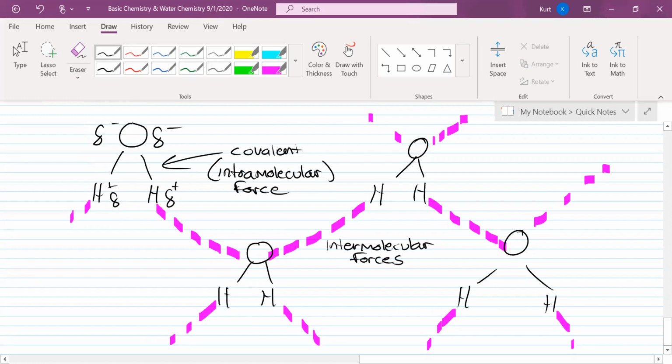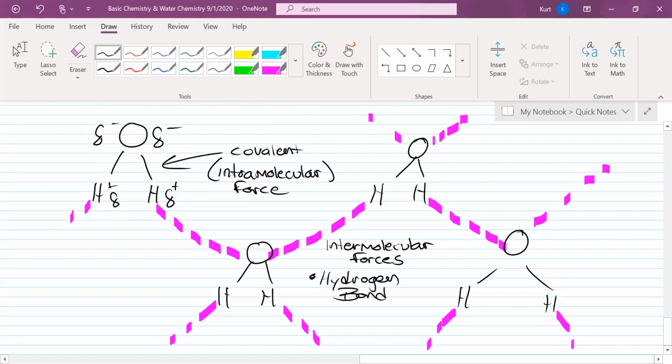Inter means between individuals. When you fly from the United States to Italy, you're going from one individual nation to another individual nation. That's called an international flight. But if you were to stay within the United States, like flying from Tampa to San Francisco, that would be an intra-national flight. And to be more specific, this type of bond is known as a hydrogen bond.